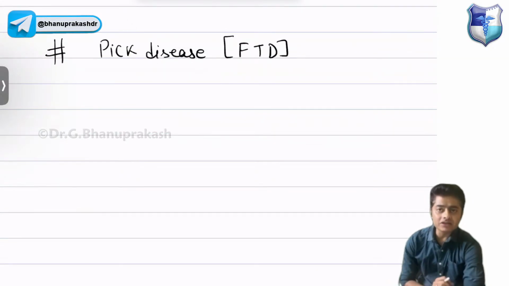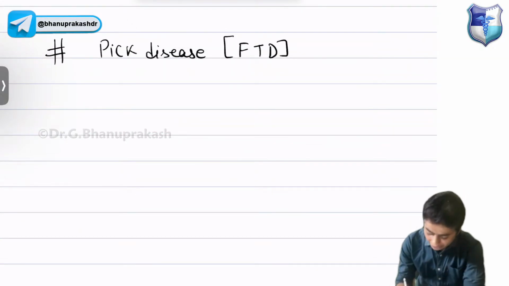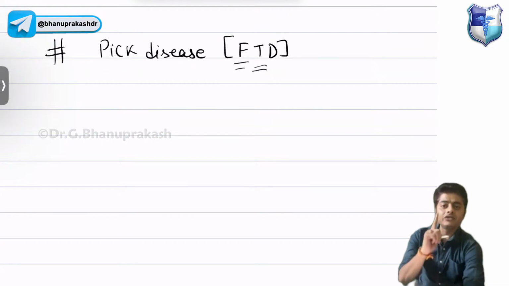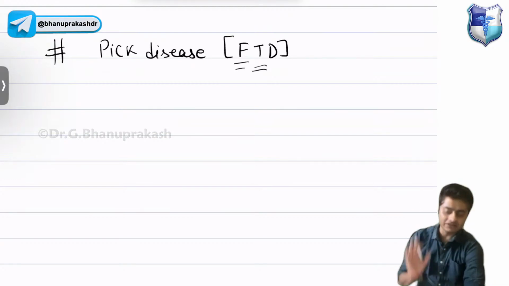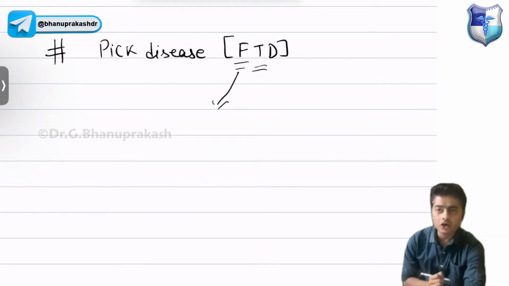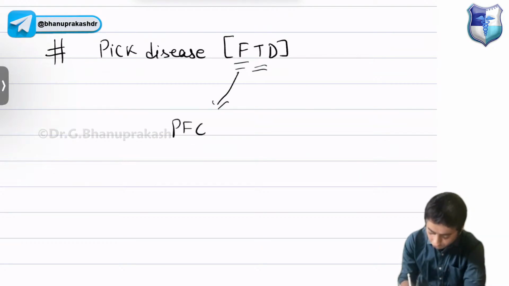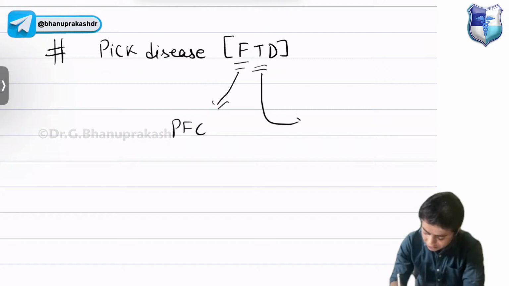Okay, now we'll start another disease, that is Pick disease. It is known as frontotemporal dementia. So the name is telling us there is involvement of the frontal and temporal lobes. Anyone tell me what will be the symptoms? If the frontal lobe is involved, then you will get prefrontal cortex symptoms. And if the temporal lobe is involved, you will get memory symptoms.